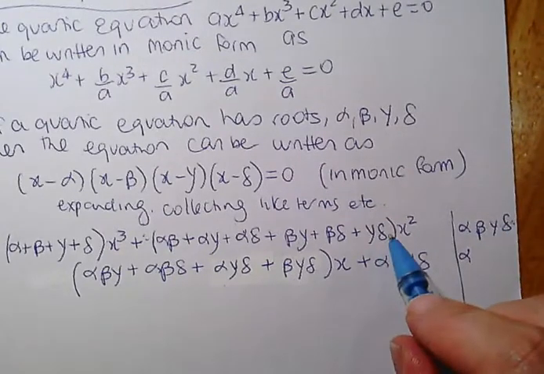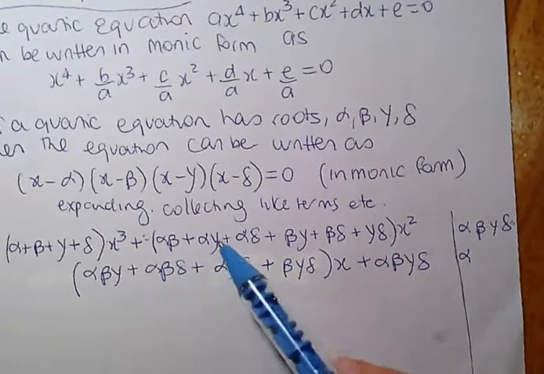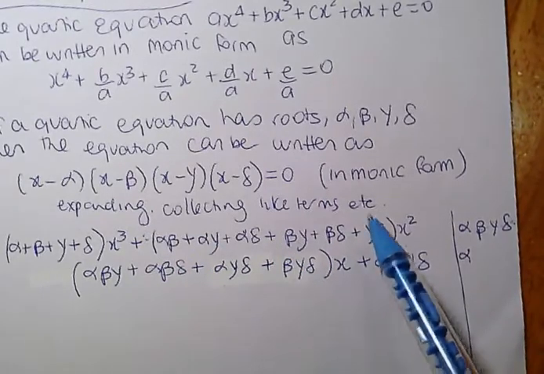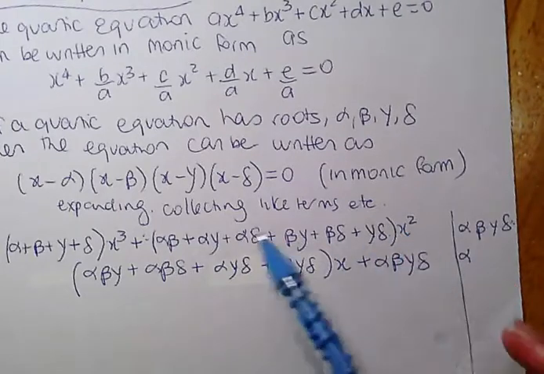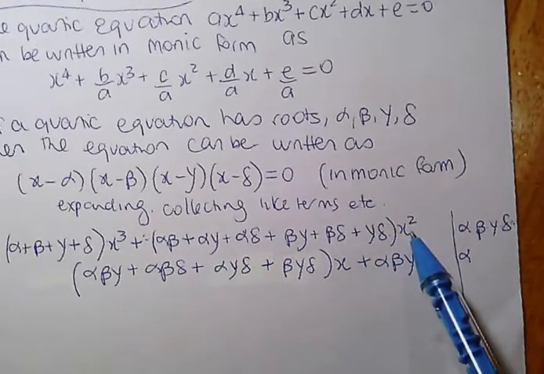gamma times delta. Now, these are the sum of the roots 2 at a time, and if you do expand and collect all like terms, you'll find that these are all the coefficient of the x squared terms.